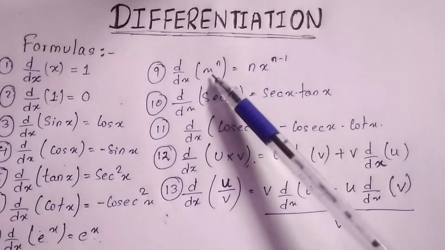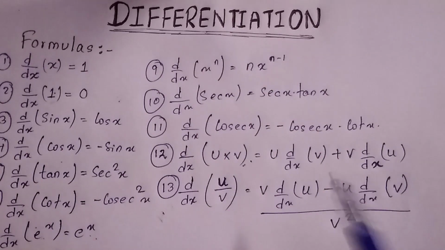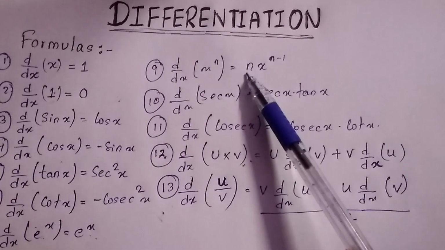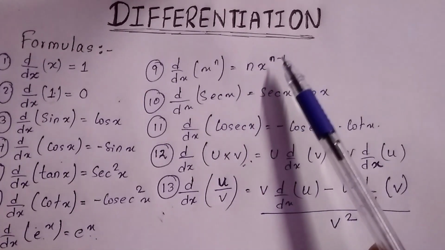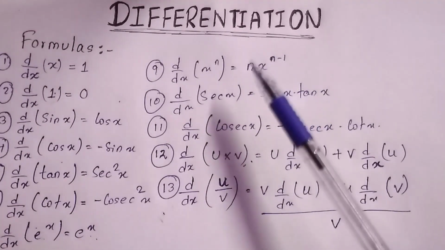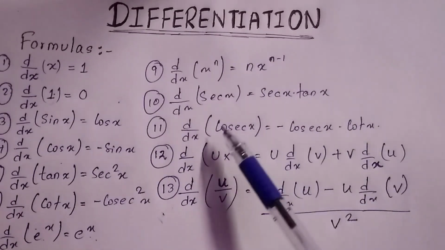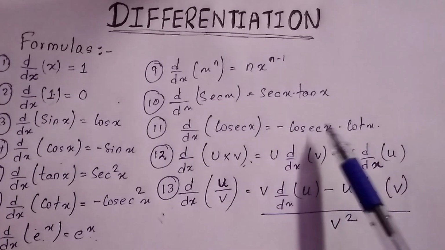Now the next formula is d/dx of x to the power n. It is n, the power will come in front, so it is n x to the power n minus 1. This is the formula, so you have to mug it up. d/dx of sec x is sec x tan x. d/dx of cosec x is minus cosec x into cot x.